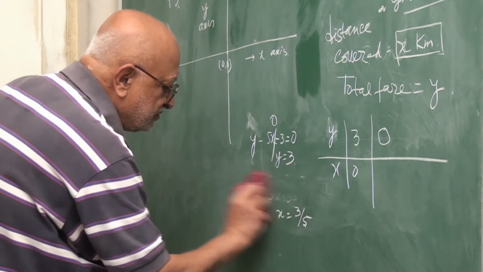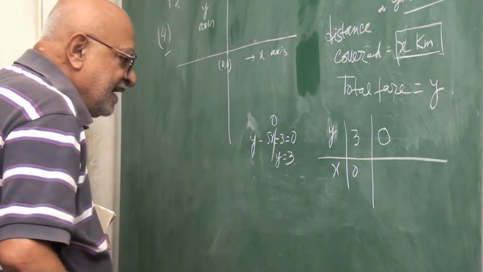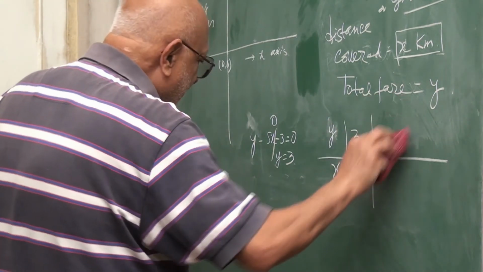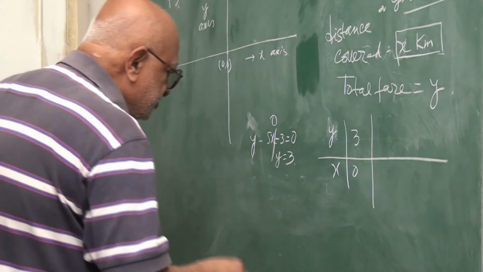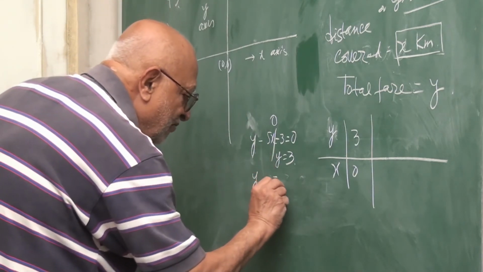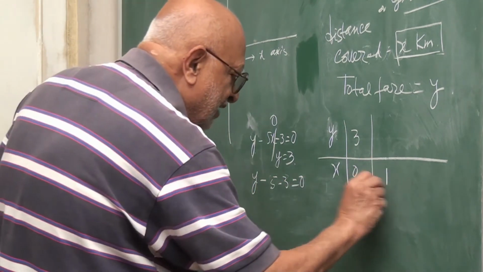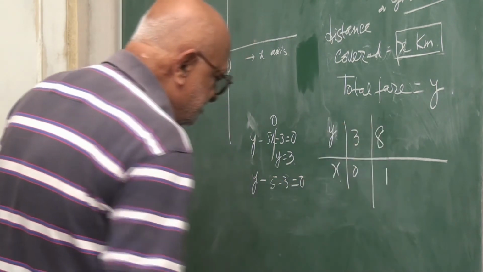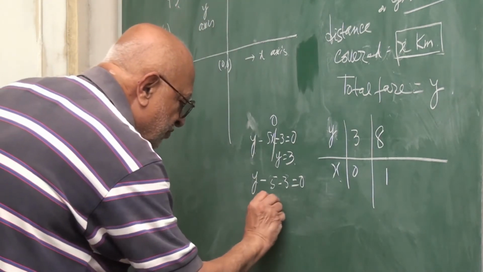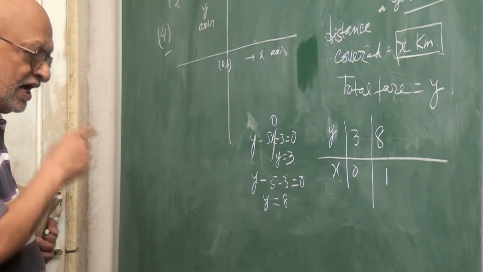What I will do instead of that is find out what y equals when x equal to 1. So y minus 5 minus 3 equal to 0. So x equal to 1, y equal to 8. Right? So y equal to 8. So I have to be careful.